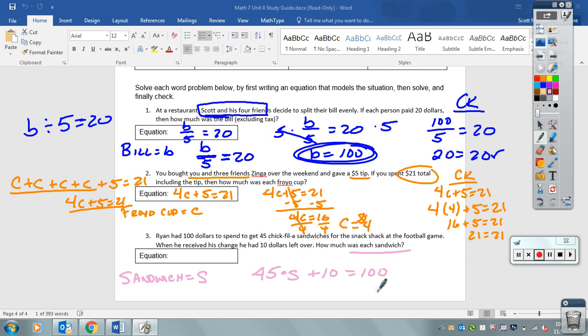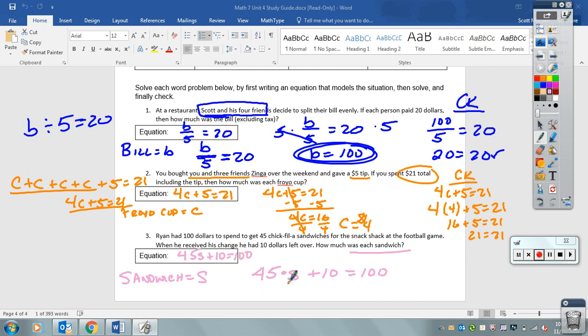So we had $100. Some of the money was spent on the sandwiches, plus there was 10 left over. If you put this all together, 45 times the price of the sandwich, plus the $10 that was left over, that's his full $100. Again, 45 sandwiches plus the $10 left over is the whole total $100. 45S plus 10 equals 100.